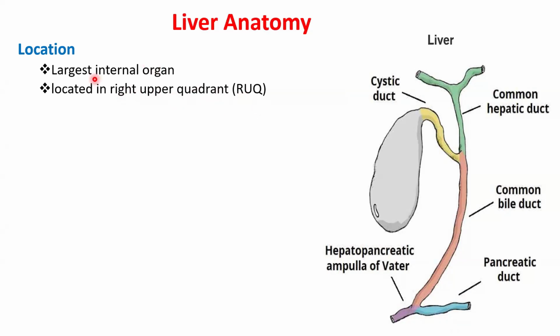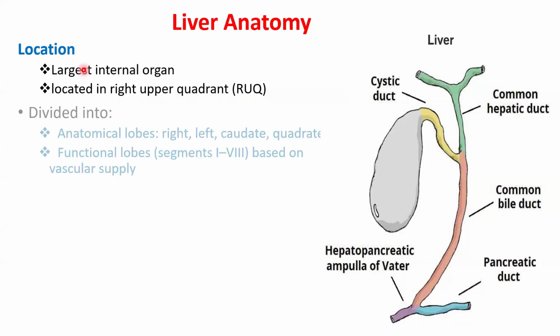And to be very specific, the liver is the largest internal organ. It's actually the largest gland that you have in the body. It's divided majorly into two lobes, the right and the left lobe. Though we have two small lobes, the caudate and the quadrate lobes, you can only see them from the posterior aspect, not the anterior aspect.